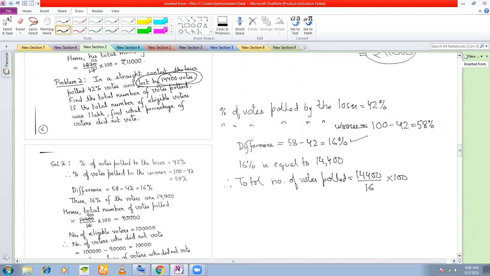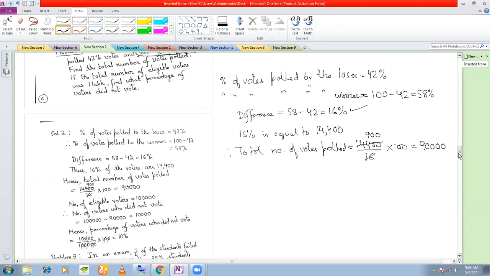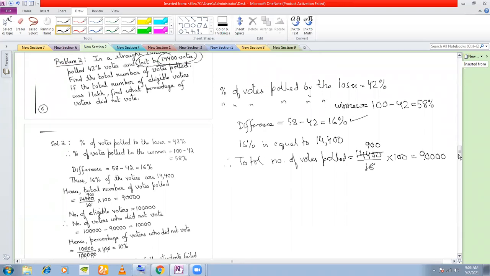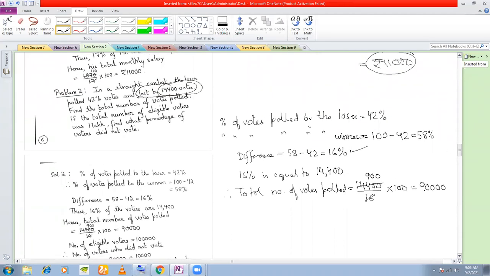So you can cancel here. You can cancel with 16 itself. 900. So you get 90,000. Okay, so 90,000 is the total number of votes that are polled. Now, this finishes the first part of the question. Find the total number of votes polled. So 90,000 votes were polled.